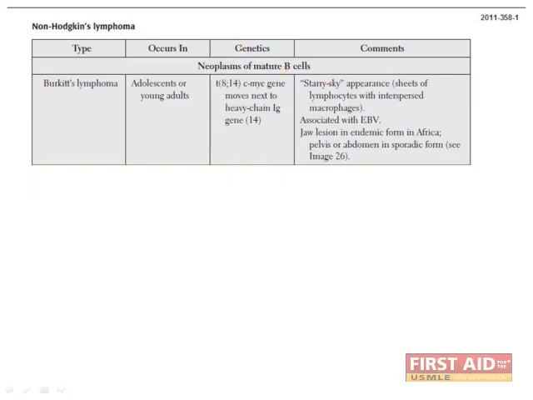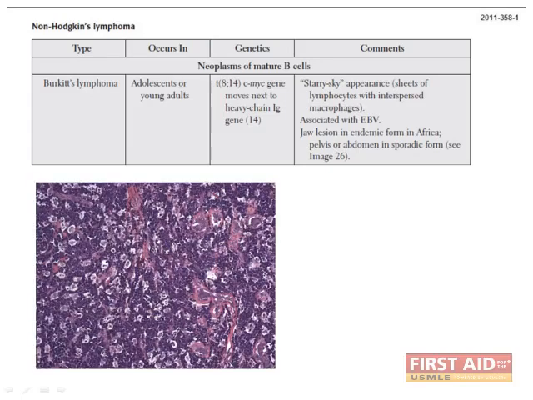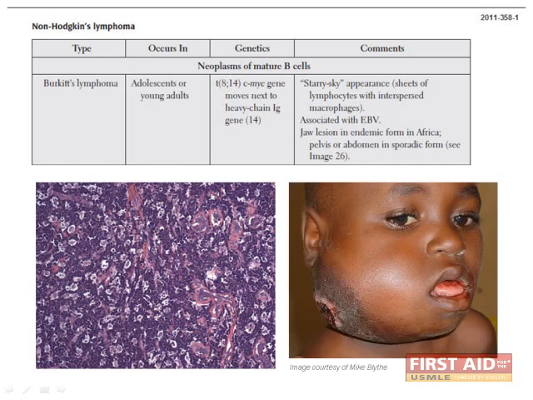Burkitt's lymphoma is generally seen in patients with a history of EBV and occurs in adolescents and young adults. It is caused by a translocation between chromosomes 8 and 14, which moves the c-MYC gene next to a heavy chain Ig gene. On H&E histology, it has a very distinct starry sky appearance. You basically see a ton of dark lymphocytes and paler macrophages floating around. Jaw lesions such as this one can sometimes occur with a form of Burkitt's lymphoma that's endemic to Africa.